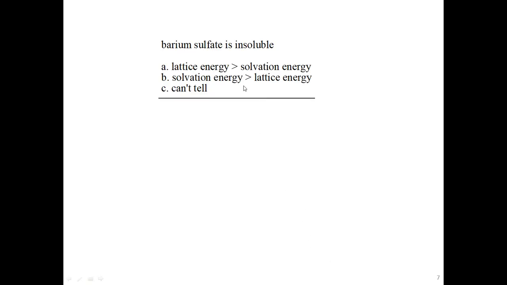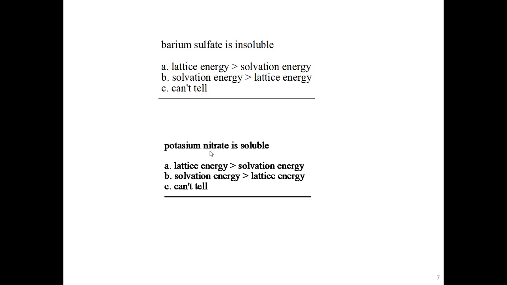So let's just do a little thought experiment here. Just stop this for a second and make your guess. Barium sulfate is insoluble. So what does that mean among these choices here? So if barium sulfate is insoluble, then that means the lattice energy is bigger. We don't get enough back from the solvation energy to make it work. Okay, potassium nitrate is soluble. You might remember that from freshman chemistry. So that would mean the solvation energy is bigger than the lattice energy. So we get more energy back than it cost us to break down the lattice.